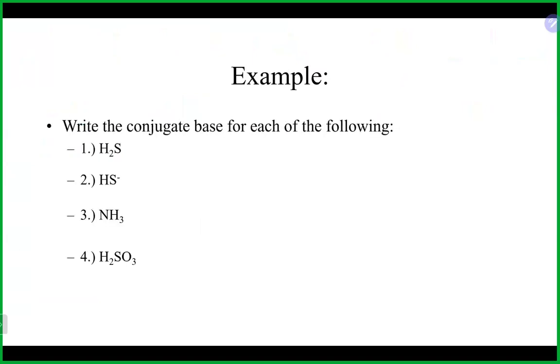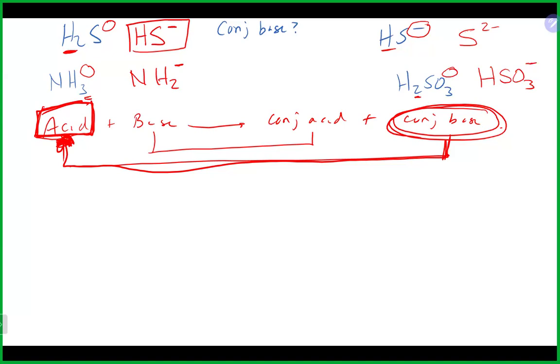All right, so for each of these here, write the conjugate base. So if you're starting with each of these, what would its conjugate be? You will remove the H plus from it. So again here, HS minus, minus an H plus. Again, changing the charge. Minus an H plus, also changing the charge, and minus an H plus here, changing the charge. So these would be our answers in this particular case.